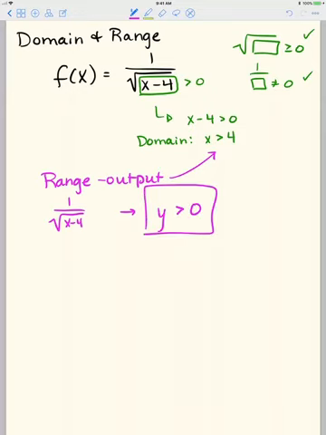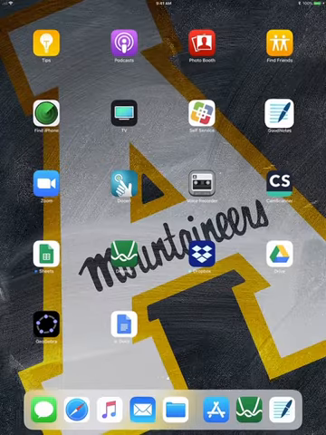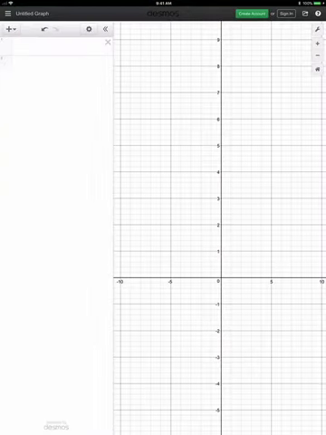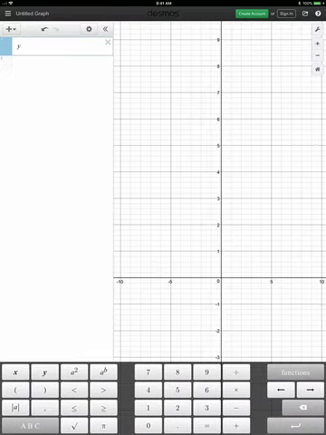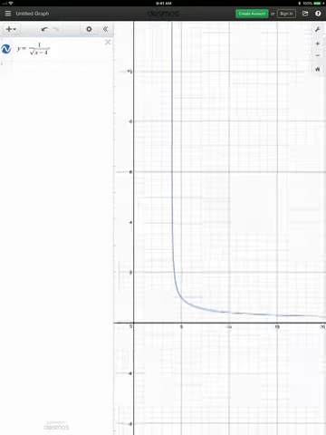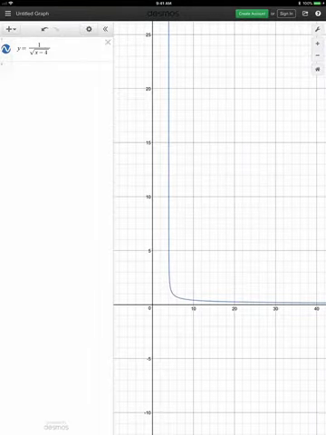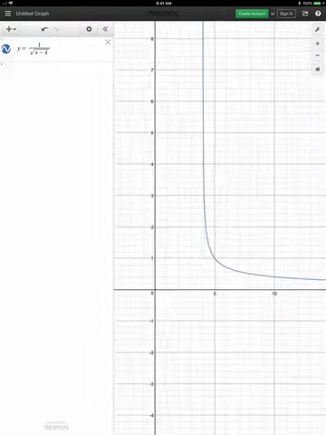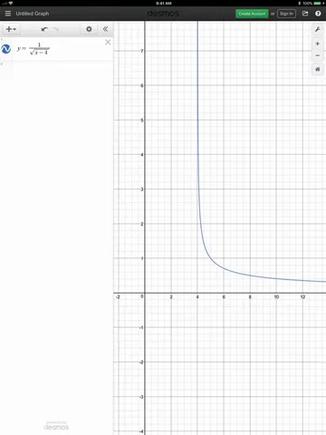And to go to a graph and look at this, I'll use Desmos. And I'll do y equals 1 over the square root of x minus 4. And you can see this on the graph. Okay, I can zoom out a little bit if you like. The fact that x is greater than 4 is seen with the vertical line that's trying to go up. So all x values greater than 4.